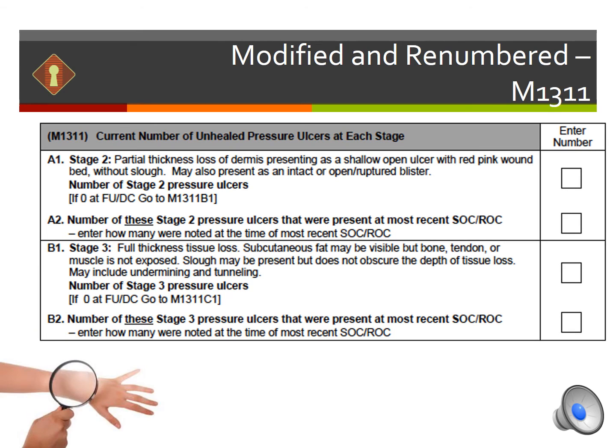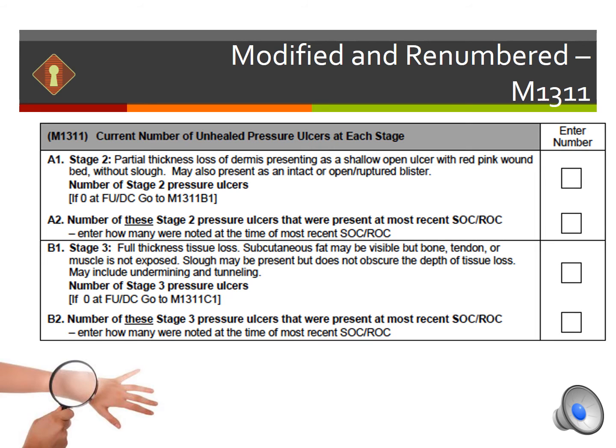Then we see some things that were modified and renumbered, particularly around some of the integument questions. And clearly what we're already seeing is this moving in that direction around standardization across the post-acute settings. What's interesting is we still see this item basically taking an inventory as we do a skin assessment of how many of these things are present. And yes, this is just a portion of the item, the entire item still exists.